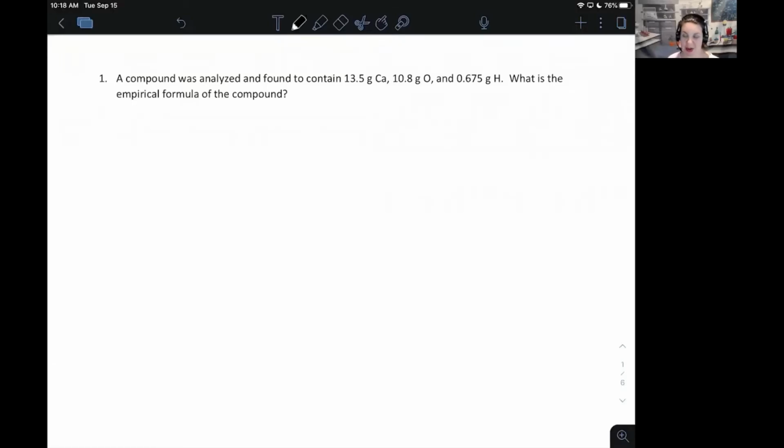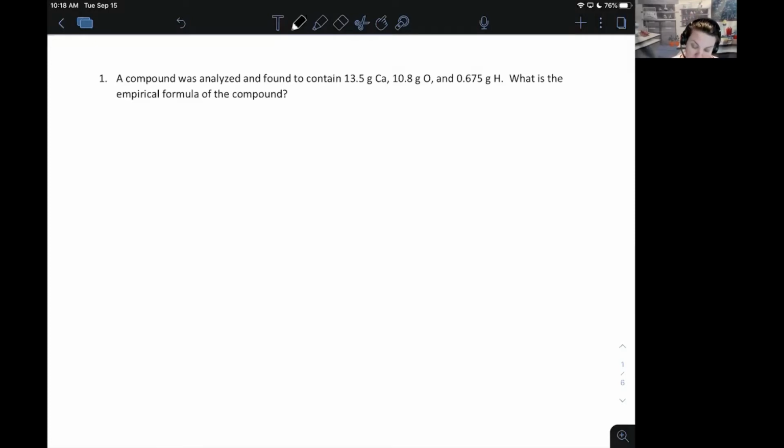Hey guys, today we're going to be going over empirical and molecular formulas. So our empirical formula, remember that's our smallest whole number ratio of our atoms within a compound. And then our molecular formula is our normal formula that we would find that contains all of the atoms associated with that structure. So let's start with this problem right here.